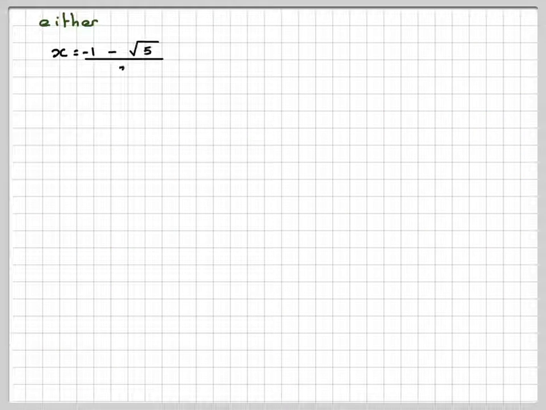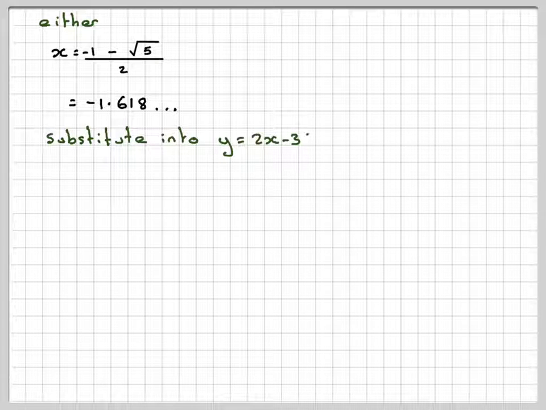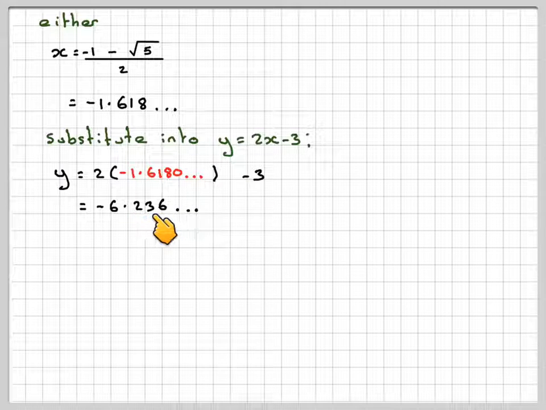So either x is equal to minus 1 minus root 5 over 2. Using the fraction button on my calculator, I'm going to get minus 1.618. I haven't rounded it off correctly yet. And then substituting back into y is equal to 2x minus 3, I'm going to do 2 times the answer, minus 3. And then I'm going to get that y is minus 6.236. I'll come back to that.